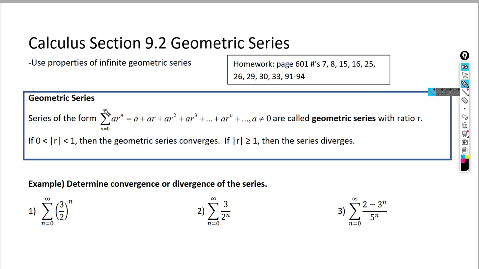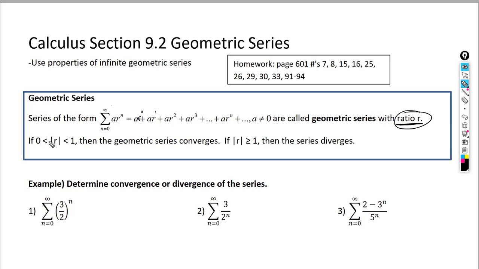So, series in this form, the sum from n equals 0 to infinity of a times r to the n. If you have something times something to a power, you're basically saying it's a times r to the 0, r to the 1, r to the 2, and so on. That's a geometric series with the ratio r. The base of the power, that r value, is the ratio. And that ratio tells us stuff.